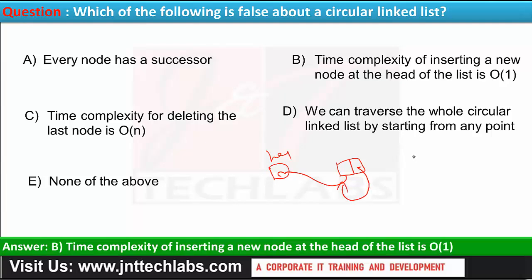Suppose there are two nodes: this node's address will be in the head, and one more node is there. Its address will be here, and its link part will also store an address. This is almost like forming a circle. So this type of linked list concept we need to implement. We explained it very clearly in the linked list concept. Just go there and check it out.